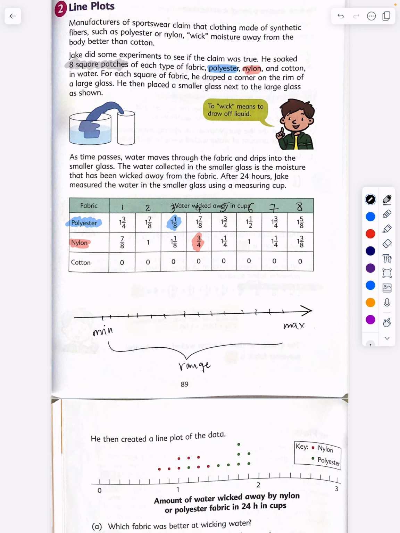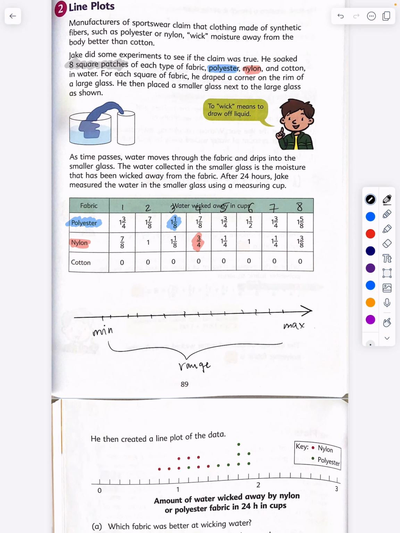So manufacturers of sportswear claim that clothing made of synthetic fibers, such as polyester or nylon, wick away moisture faster and better than cotton. It is true if you think of all the clothing that we use for playing sports, whether it's a swimming suit or soccer gear or maybe we go for a run, it's all made of synthetic fiber. Why? Because it dries much faster on the body.